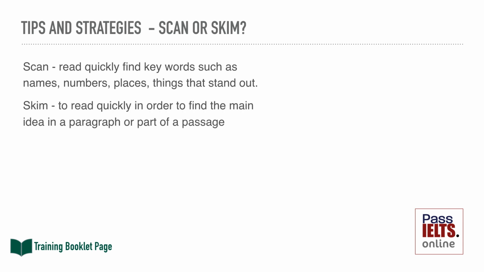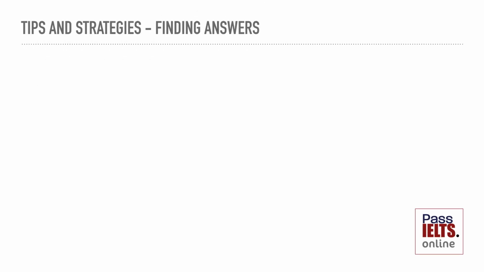The second strategy is to skim, which means again to read quickly, and this time you're looking for the main idea in the paragraph or the passage. Sometimes you will have to read parts of the passage intensively, but remember you never have to read the whole passage in this way. Once you've looked at the question type and decided to scan or skim, and if the questions are in order or not, then you can start to find the answers. Remember that you should never read all the questions first, as you probably won't remember them unless you have a photographic memory.